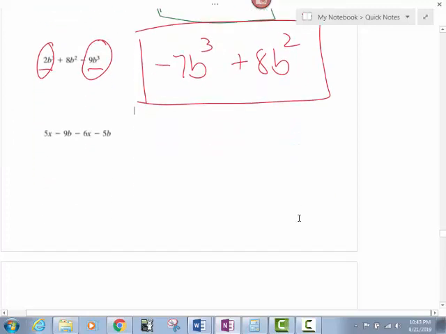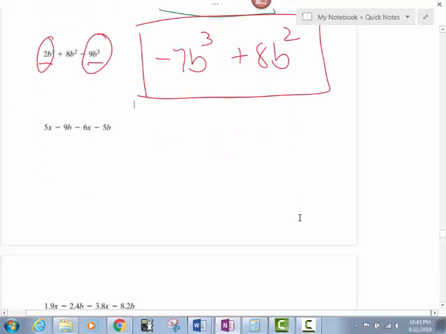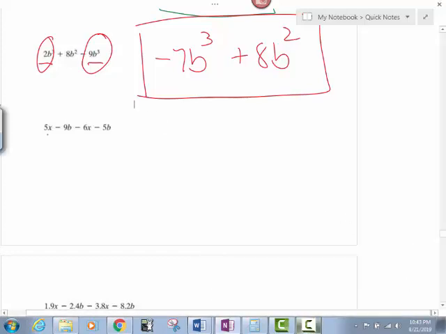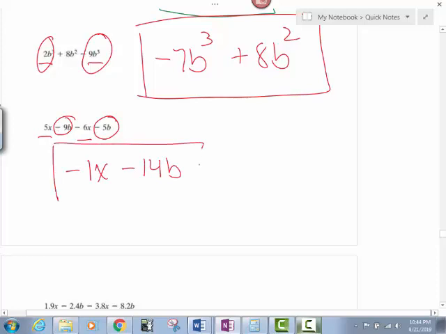All right. The next one we have here is 5x minus 9b minus 6x minus 5b. Let's go ahead and combine the ones we can combine. 5x and a minus 6x: I have $5, I owe you 6, so I owe you 1. A minus 9b and a minus 5b: I owe you $9, I borrow another 5, now I owe you 14.